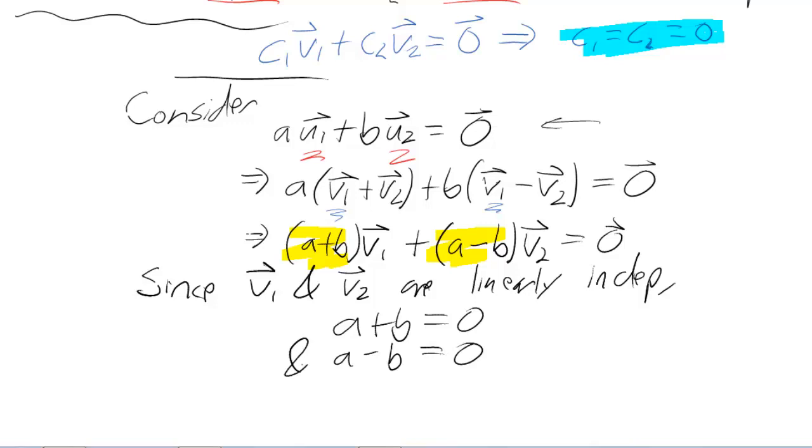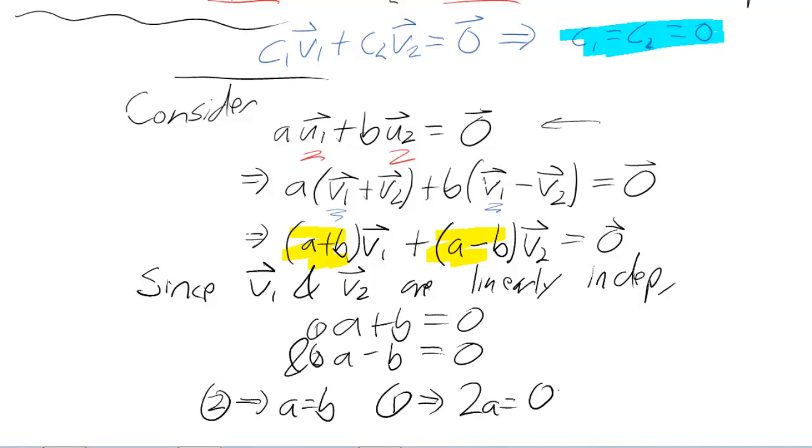So let's now solve this for a and b. This is real straightforward. The second equation says a must equal b. Now take that and put it into the first equation. We'll get 2a has to equal 0. So a has to equal 0, which then forces b to equal 0.